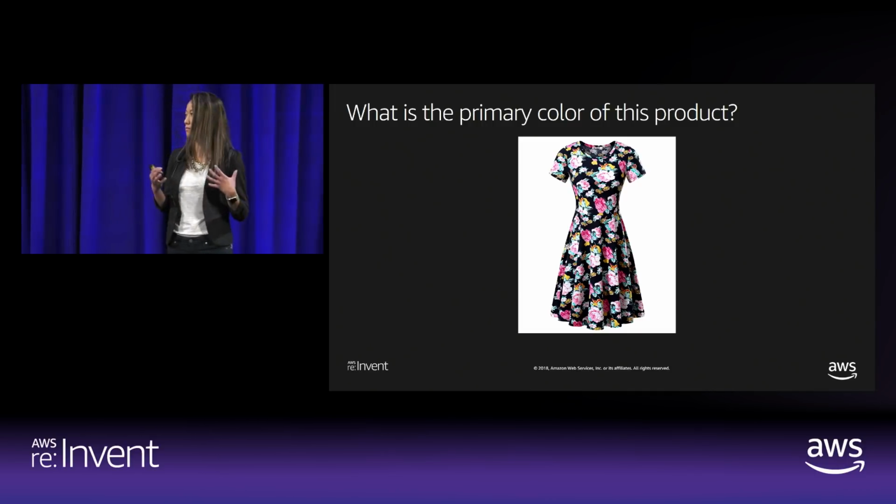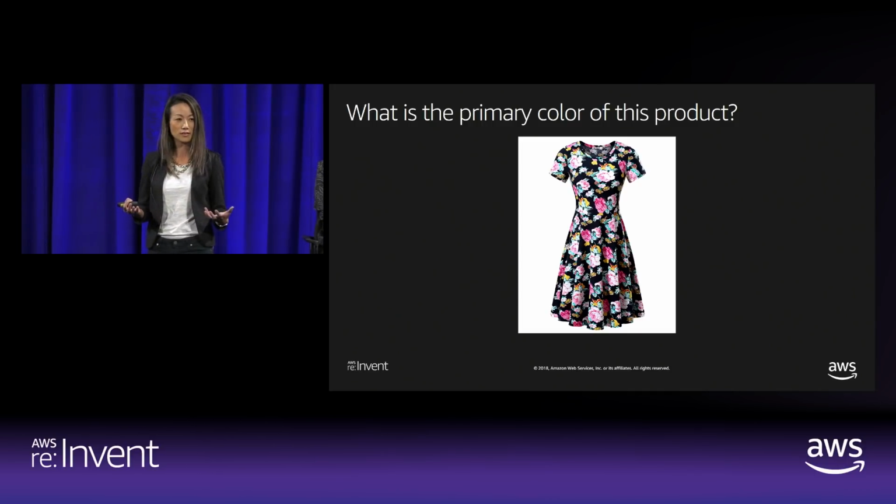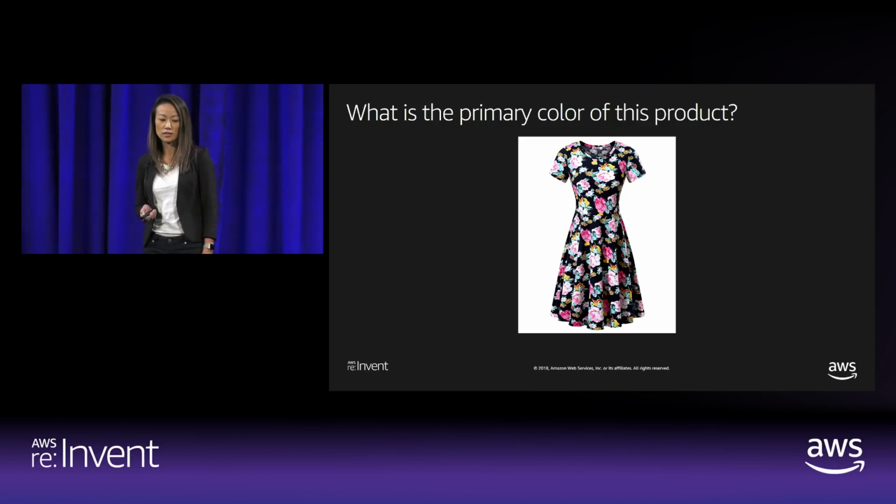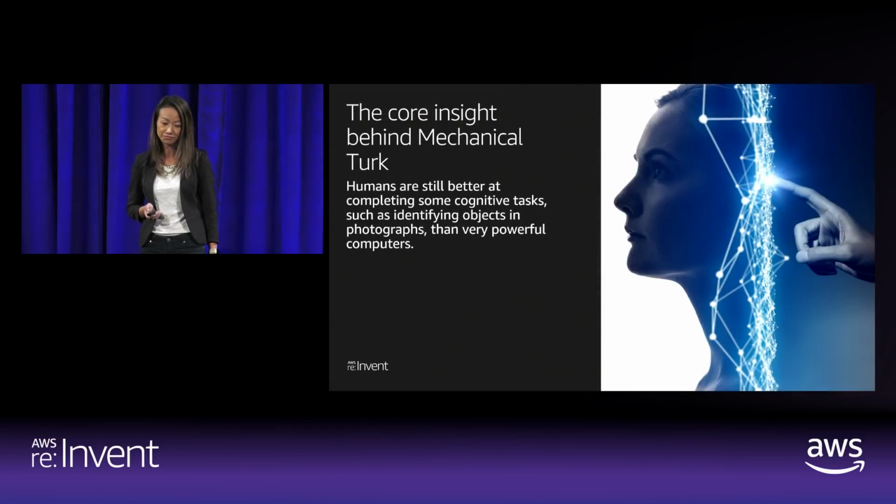What is the primary color of this dress? If you ask me, I would say, yeah, it's a black dress. It's on a black background. But when you look at all the pixels and colors on that actual product, a computer actually might come up with a different answer. So what all this demonstrates is that just using the data alone, it's actually not that easy to automate some of these solutions to these problems.